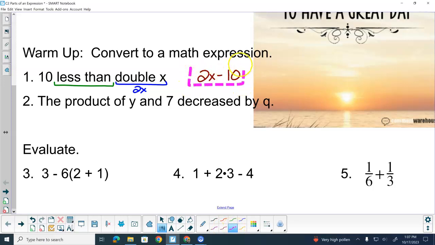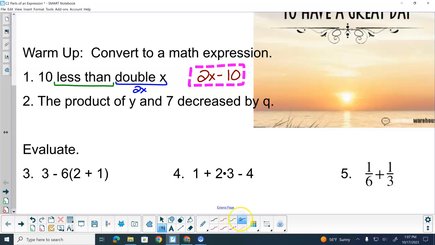Give me some thumbs. Thumbs up: we got it, we nailed it. Thumbs to the side: we put it in the wrong order. Thumbs down: we got the wrong operation. Okay.